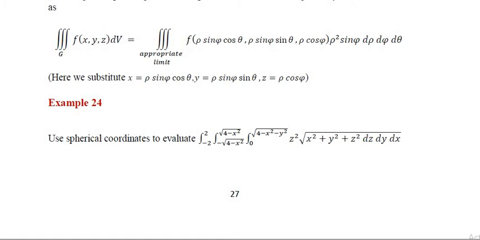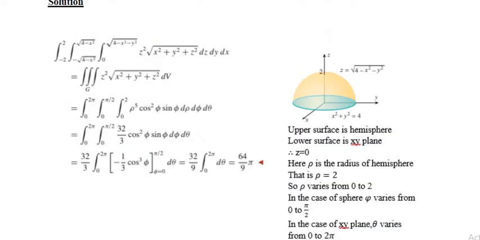Now let us see an example here. Use spherical coordinates to evaluate the integral from minus 2 to 2, integral minus root of 4 minus x square to root of 4 minus x square, integral 0 to root of 4 minus x square minus y square. The function is z square root of x square plus y square plus z square into dz dy dx. Now let's see the solution there. So the question is, we have to evaluate this.